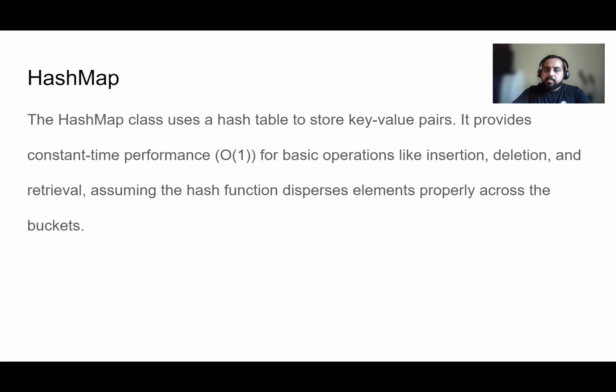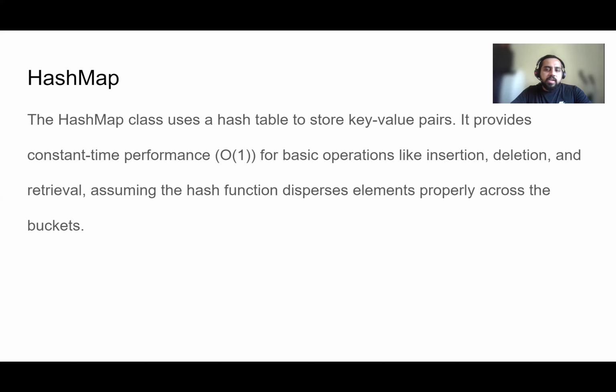That means constant time for basic operations like addition, insertion, deletion, or retrieval (get) operations, assuming that the hash function distributes the elements properly across the buckets. What is hashing? There will be a hashing algorithm, and based on that, the data will be stored in the HashMap. The algorithm will provide a unique ID for each data. If two data get the same ID, there is a possibility of collision. That's what we call a hash collision.